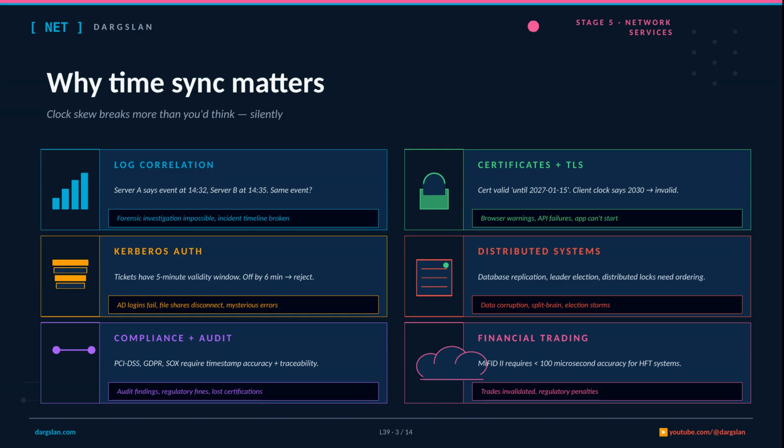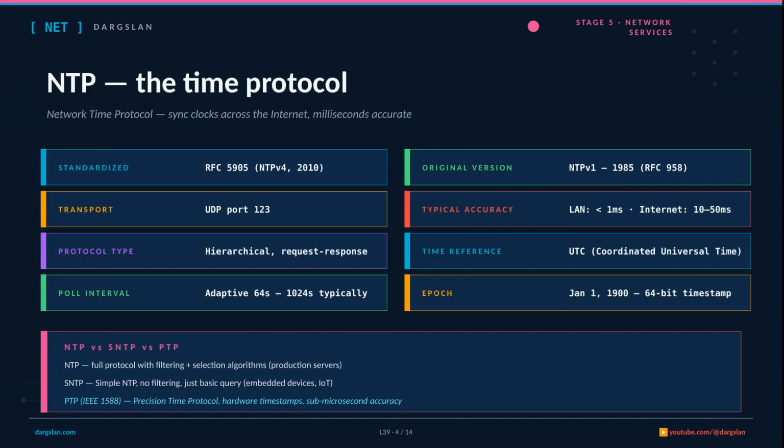Kerberos is even less forgiving. Tickets carry a 5-minute validity window, and if your clock drifts past that, AD logins fail and file shares mysteriously drop. Certificates expire against the wrong wall. Distributed databases split brain, and in financial trading, MiFID II demands sub-100 microsecond accuracy. Miss it, and trades get invalidated. Time sync is invisible until it isn't. So now that we know what's at stake, let's meet the protocol that solves it.